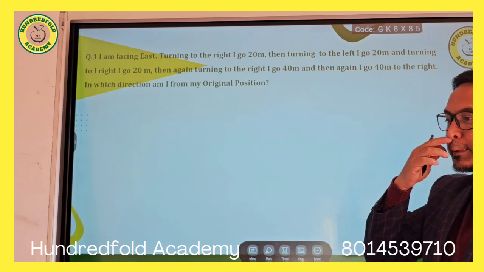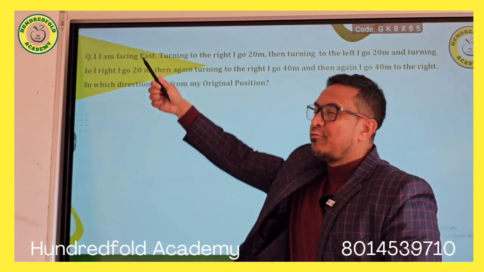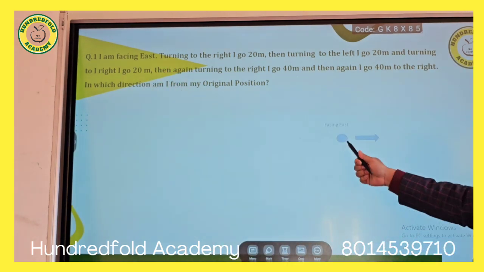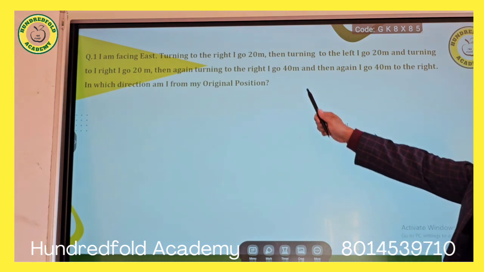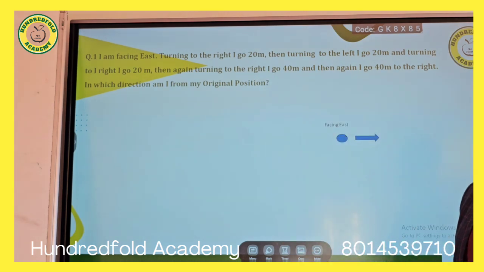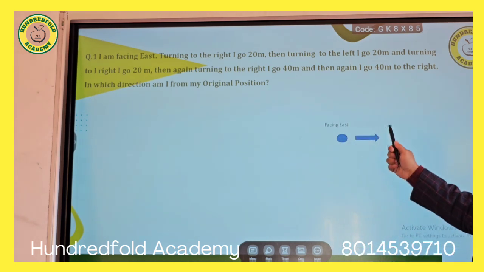So in this case, let's say he says I am facing east. So I've just kept here I'm facing east. He's just facing east. But then he turned to the right and went. So he didn't walk to the east. He turned to the right and went 20. So left is this side.